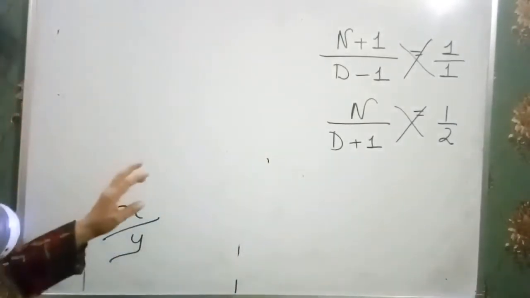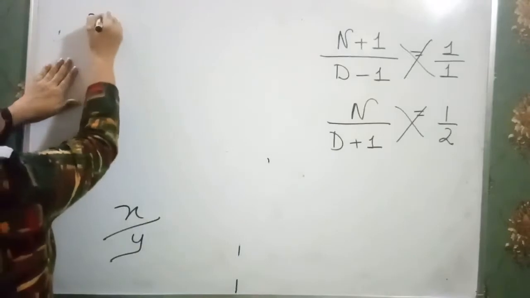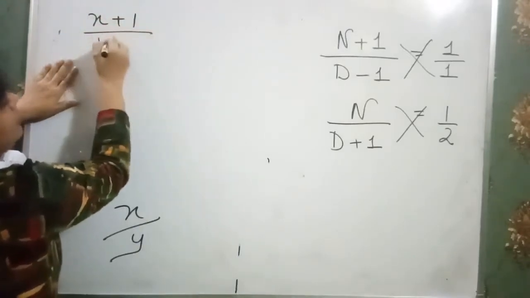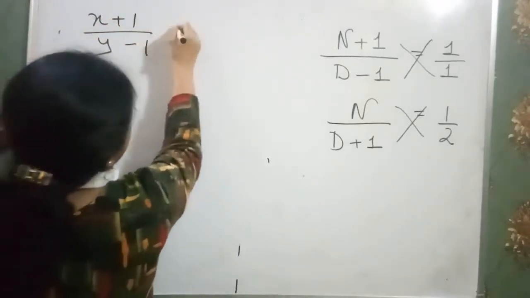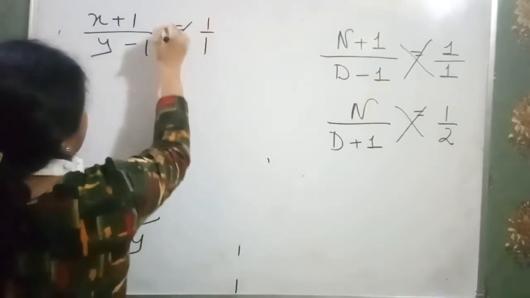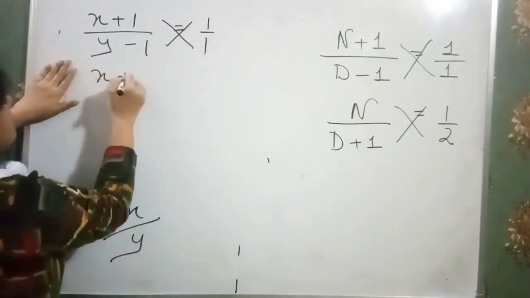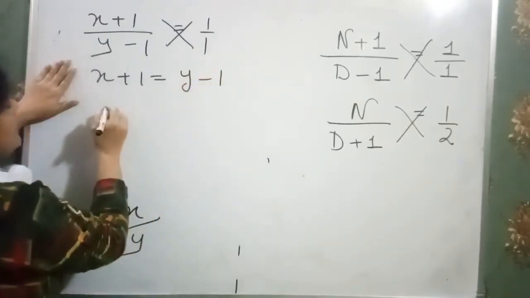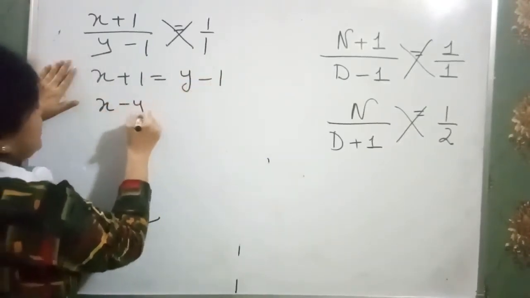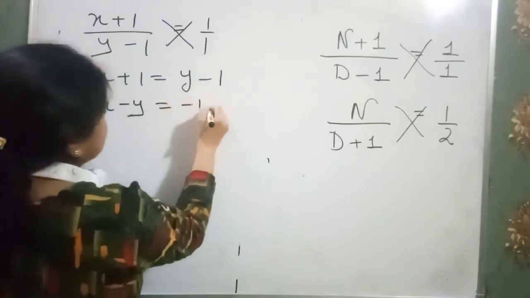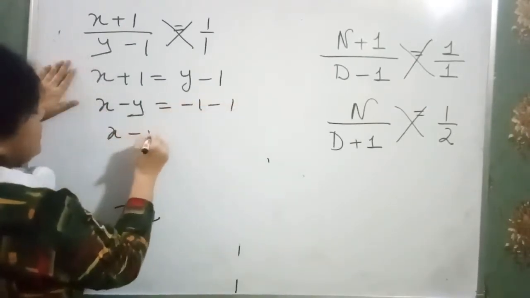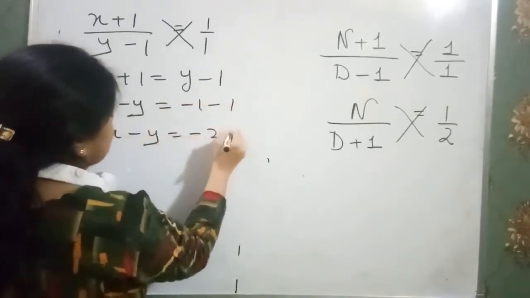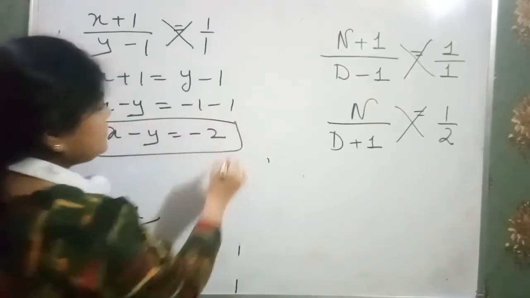Now in place of numerator, I write x plus 1 over y minus 1 is equal to 1. When we cross multiply, we get x plus 1 is equal to y minus 1. So we have x minus y is equal to minus 1 minus 1. x minus y is equal to minus 2. So this is one equation.